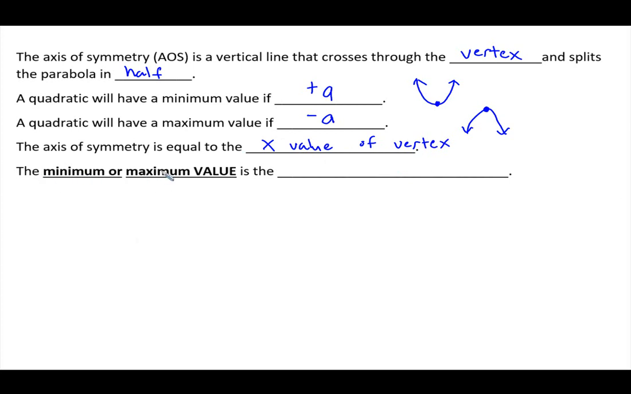The minimum or maximum value: a tells you if you will have a minimum or maximum. Now, if you actually want to find the value of the minimum or maximum, it's the y value of the vertex.